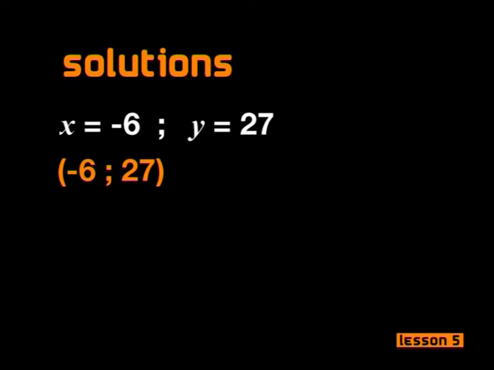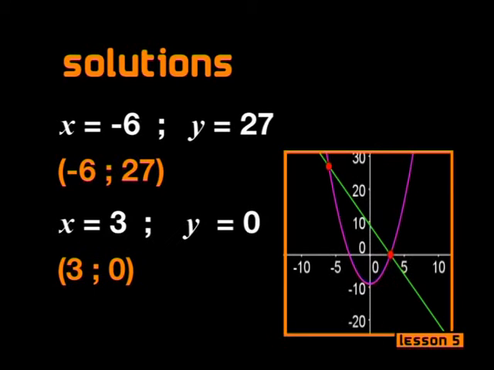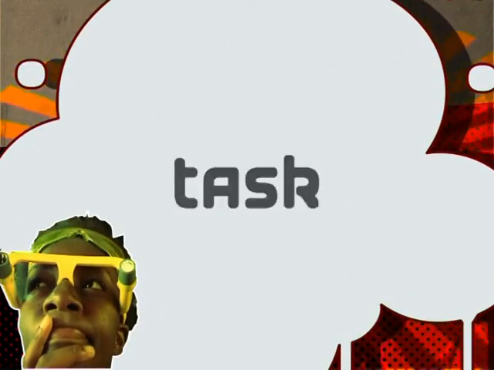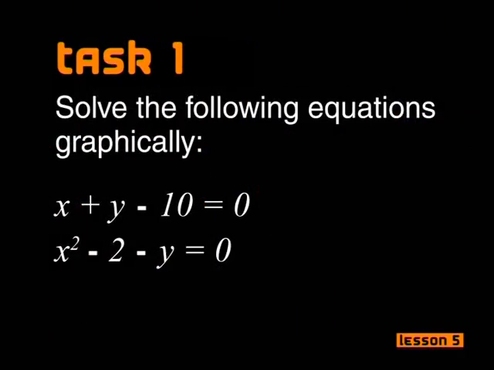Okay. For the first solution, x equals negative 6 and y equals 27. For the second solution, x equals 3 and y equals 0. Very well done. Now that wasn't so hard, was it? Nope. Why don't you try this one on your own?